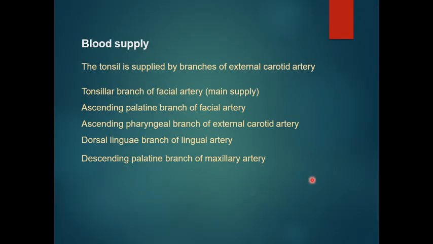Then about the blood supply of the tonsil. Tonsil is supplied by branches of the external carotid artery. Its main supply is by the tonsillar branch of the facial artery. Then ascending palatine branch of the facial artery, ascending pharyngeal branch of the external carotid artery, dorsal lingual branch of the lingual artery, and descending palatine branch of the maxillary artery.